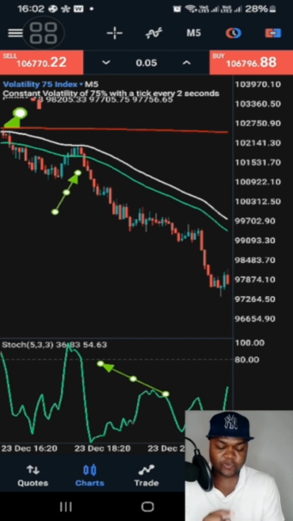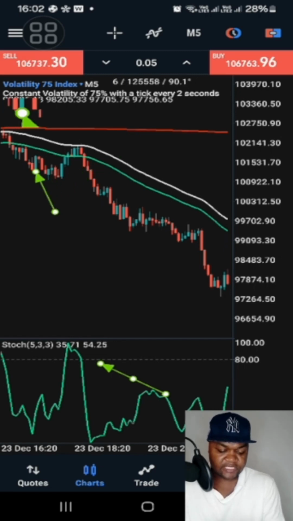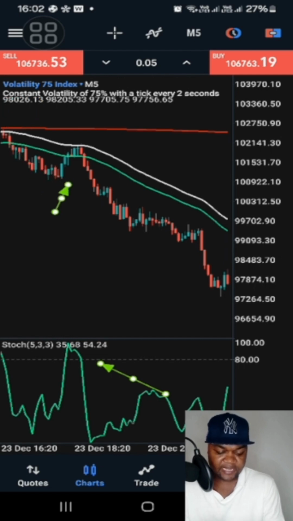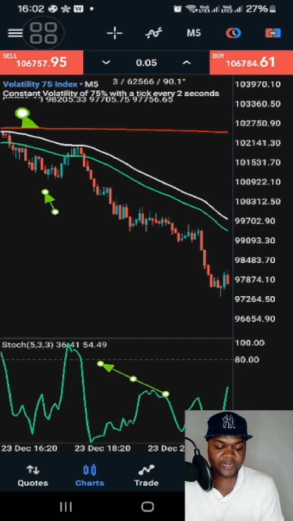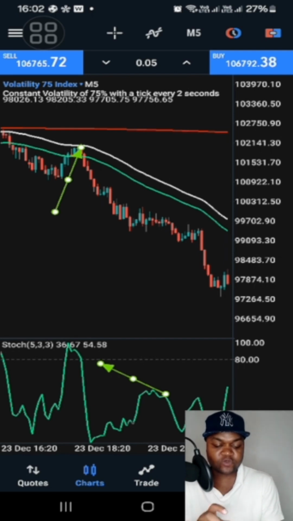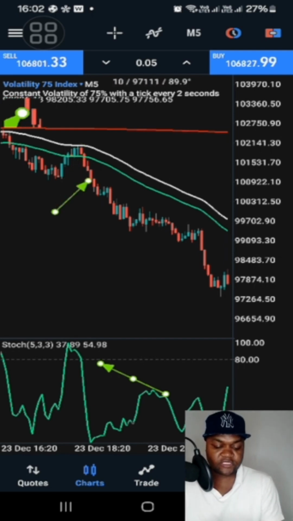Then the last way we're going to be getting an entry is here. What we want to see is that price must break our EMA bands, which are the white and the lime line, and then it must come back. These exponential EMA bands will act as our dynamic support or resistance. In this particular case, it will be acting as a resistance. So price will try to go beyond this, and you'll see the force of these two EMA bands will cause the price to move downwards.